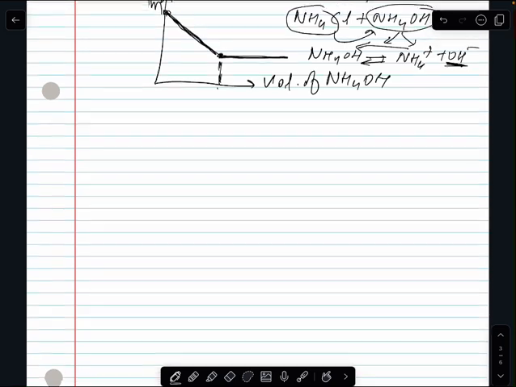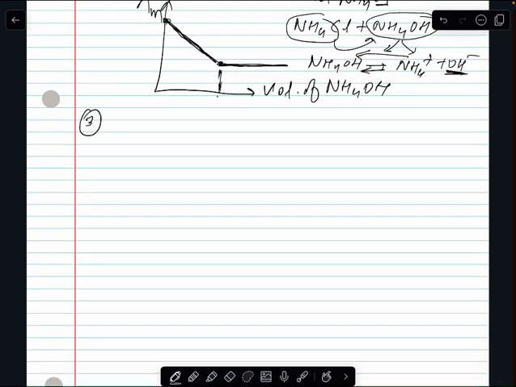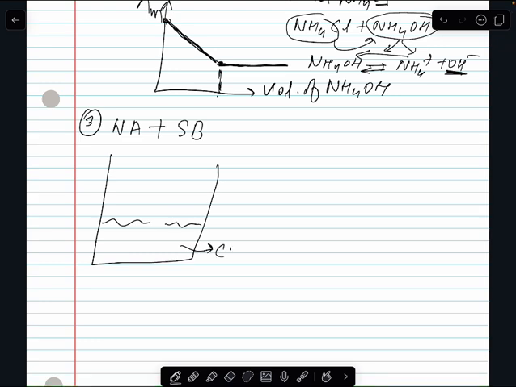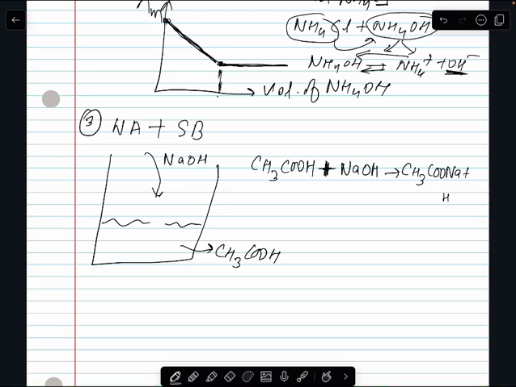Now let's discuss the third case, titration of a weak acid with a strong base. Let's take one example. We have taken CH3COOH and introduced NaOH in the solution. So initially we had CH3COOH plus NaOH. This will form CH3COONa plus H2O.